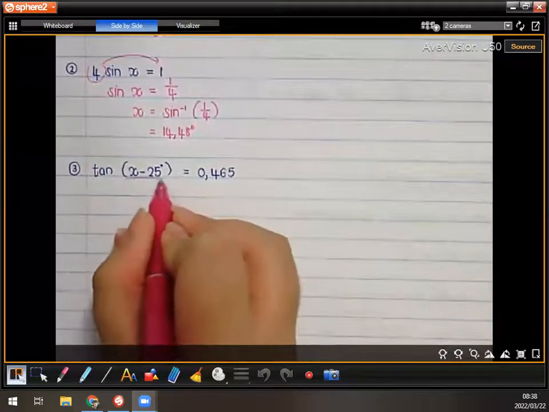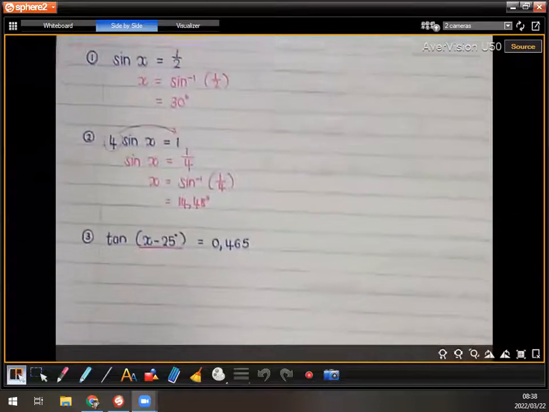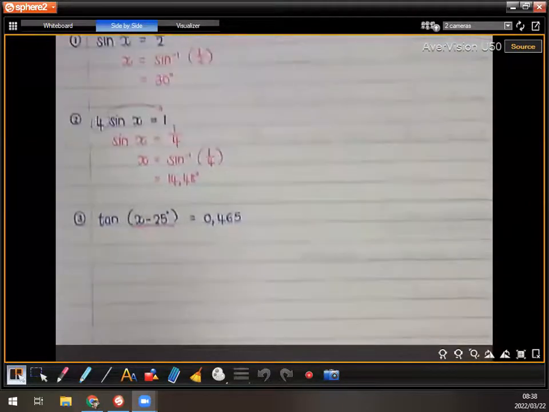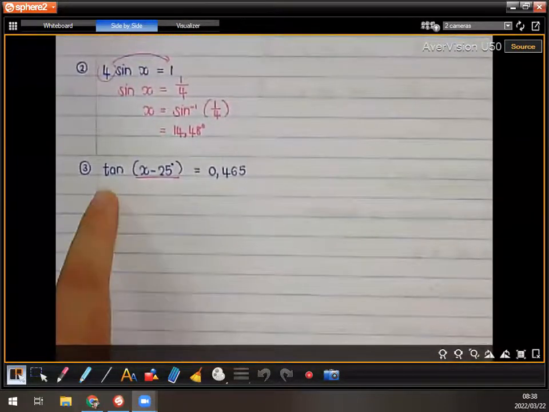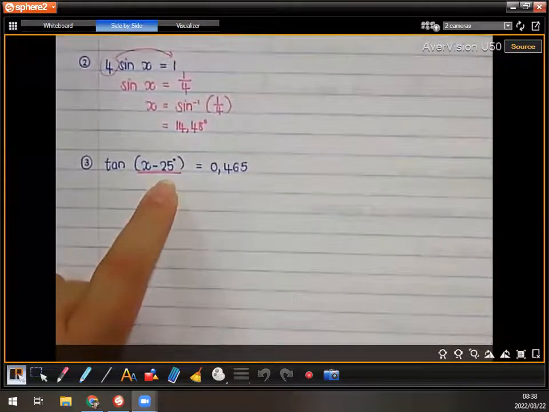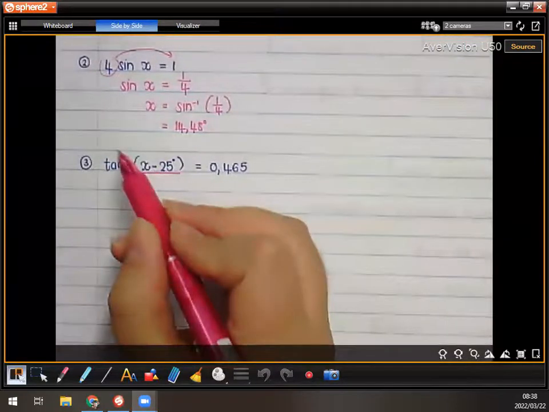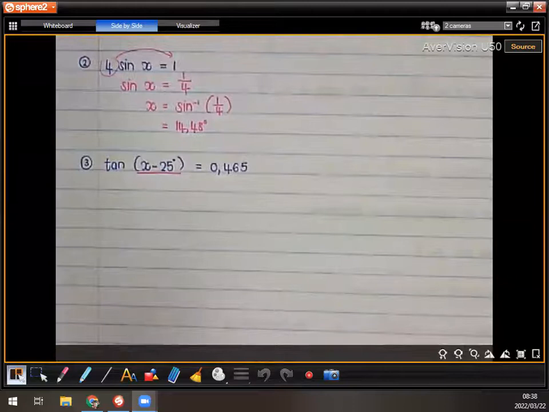This x minus 25 is the angle. In the two previous questions, the angle was just x. Now the angle that is attached to this tan, right, is x minus 25. So I actually already have a trig ratio and an angle equal to a number. The angle is just more complicated in this case.